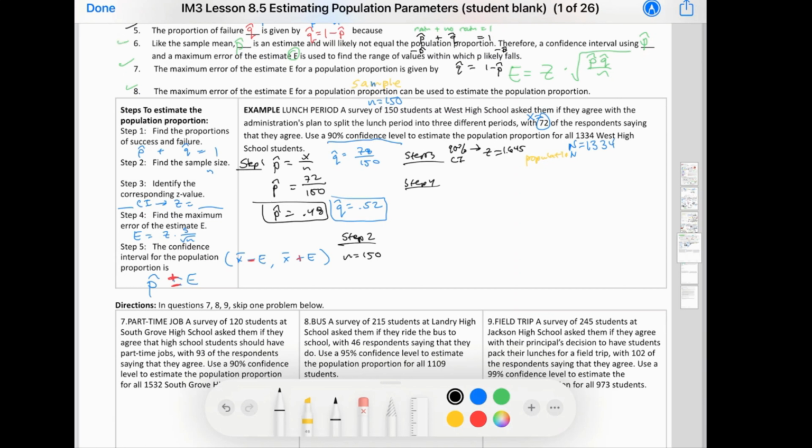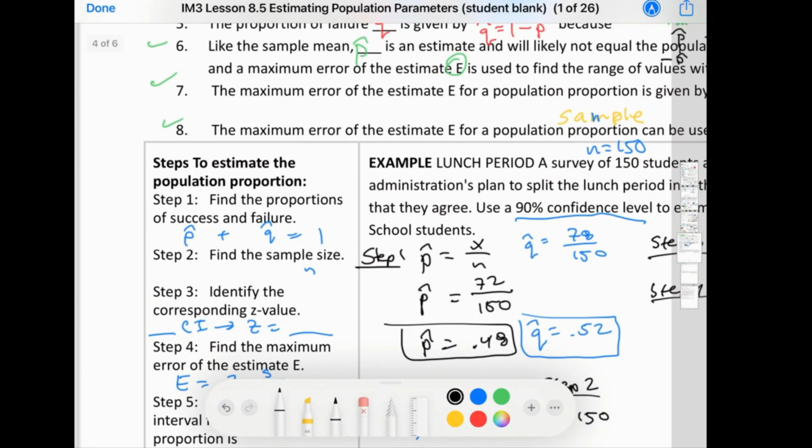Step 4, find the maximum error of the estimate. Now, before we do this, we need to make sure that our proportion has a large enough sample size. In order to do this, we're going to have to do a formula. I don't have this, but let's call it step 0. Step 0, check conditions.